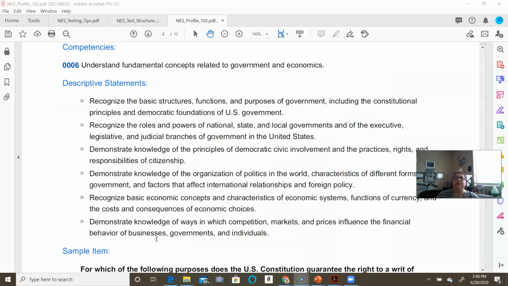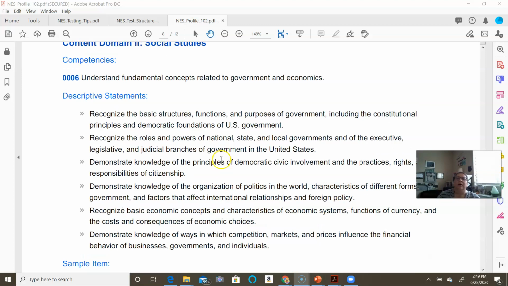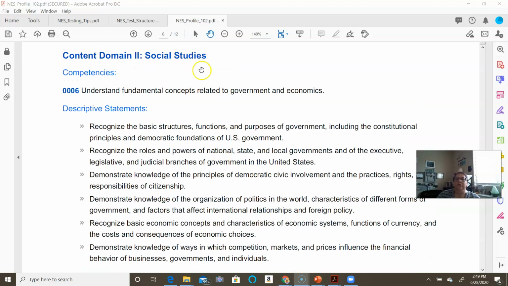I'm not going to read through all of the competencies because you can do that on your own time and break down what areas you really need to study. I will provide you some information for these competencies. I'm just going to show you this document. This is found on the NES website, and I also will have a link to the actual document to save you some time. Here is the content for social studies.